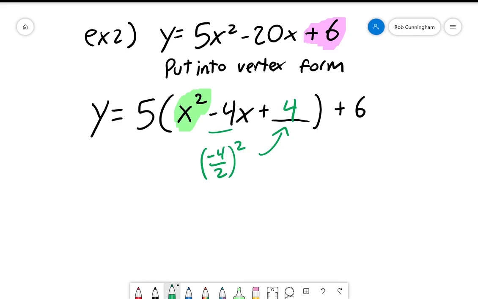Now, normally, what we did last time is we would have subtracted 4 off of this as well. However, I want to make it very clear, we're not just subtracting 4. This 4 isn't just a 4. That 4 is 5 times 4. That 5 is still there. It's not gone anywhere. So that 4 is actually 4 times 5, which is 20. So I'm actually adding 20 with one hand, so I need to take away 20 with the other hand.